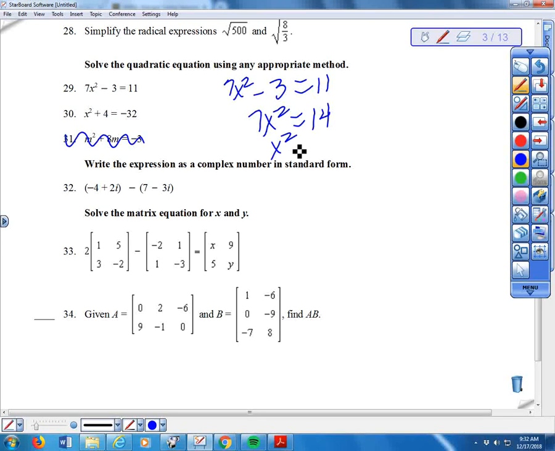X squared equals 2. X equals plus or minus square root of 2. If you don't put the plus or minus, it's minus a quarter point. Oh my. That's gonna suck. We'll just put it. Plus or minus.